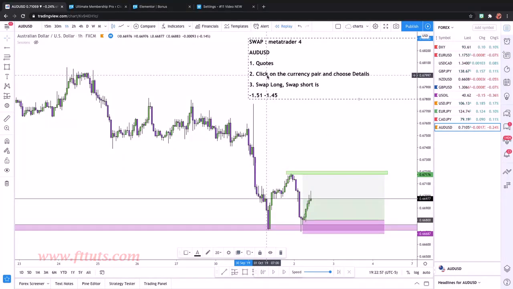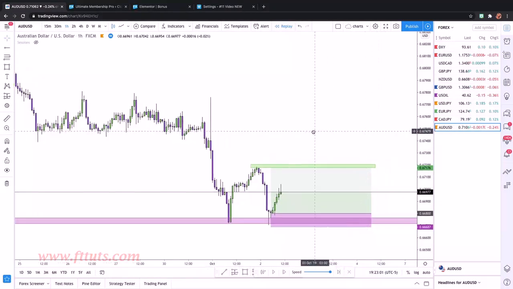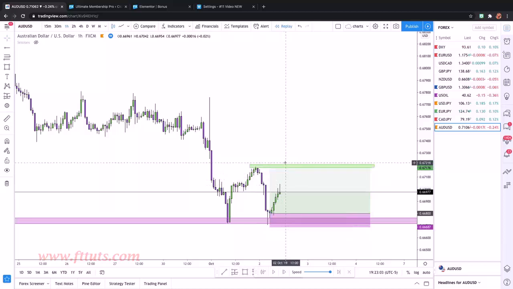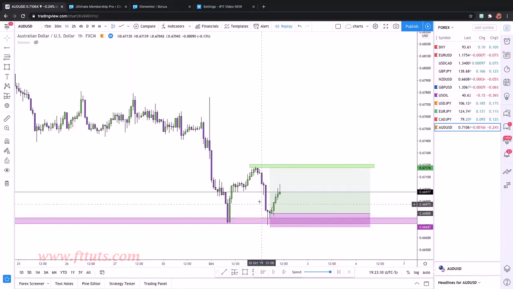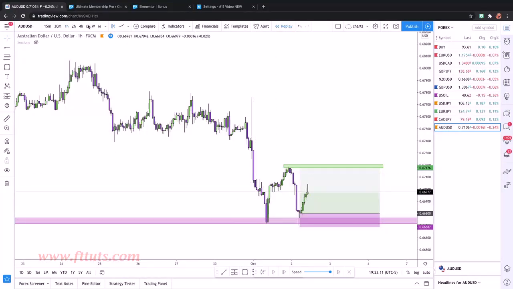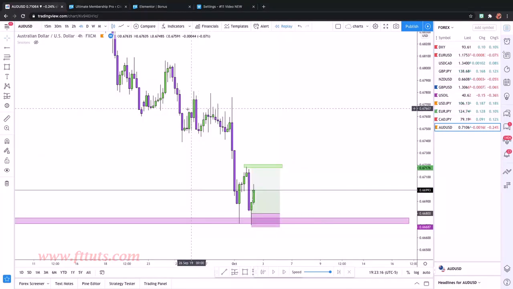Okay, so now what I want to do is focus on what's happening here. Our first target is this little resistance level, because what can happen is it can test it and continue down to the low. So that's what we're looking out for. Our next structure will be around this area where it broke.